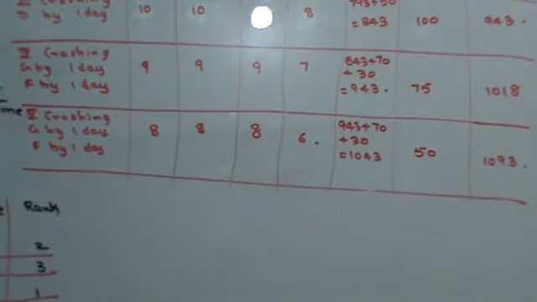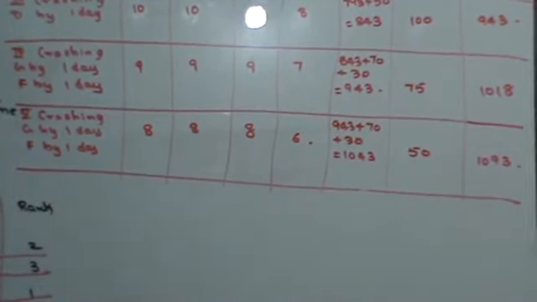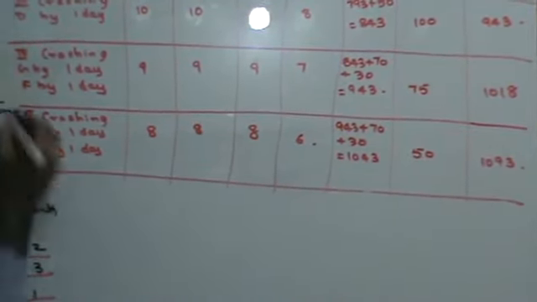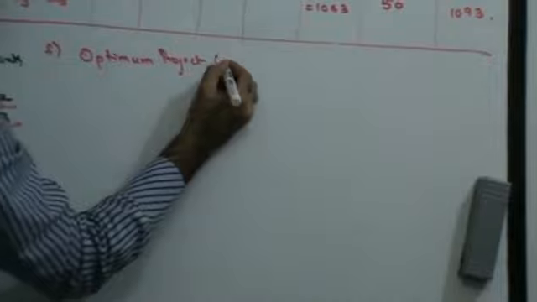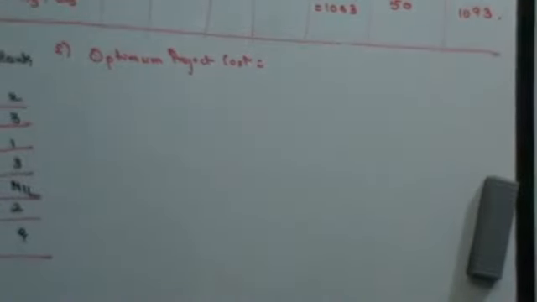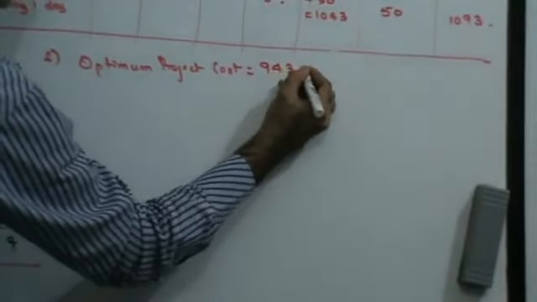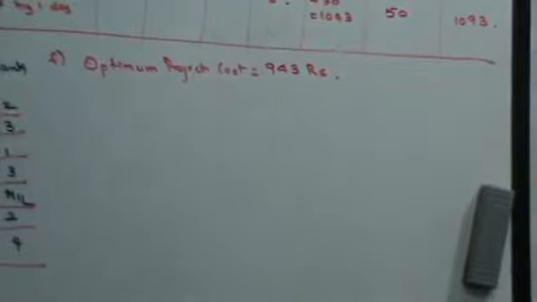My optimum project cost. Now if you see, this was A, B, C, D, E. You make your crashing table. F. Now let's write the answers. Optimum project cost. What do you mean by optimum project cost? The minimum project cost. The minimum project cost from the crashing table we know is 943 rupees. Fine, do we get this thing clear?